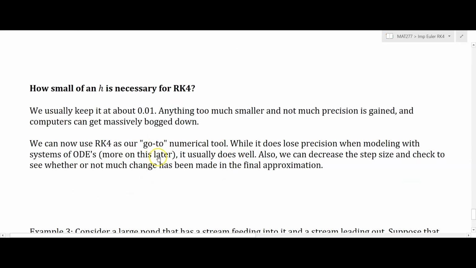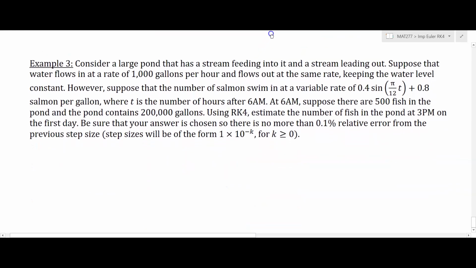But one thing that we get out of this is that now we're going to use Runge-Kutta 4 as sort of our go-to numerical tool. From here on out, we're going to use Runge-Kutta 4 if we're going to use a numerical tool at all. We can continue to decrease our step size and just check the error, make sure that a step size of 0.01 is sufficiently small by choosing 0.001 and checking to see whether the change in the value that we get is considerable or not. We're going to do that next for an example.